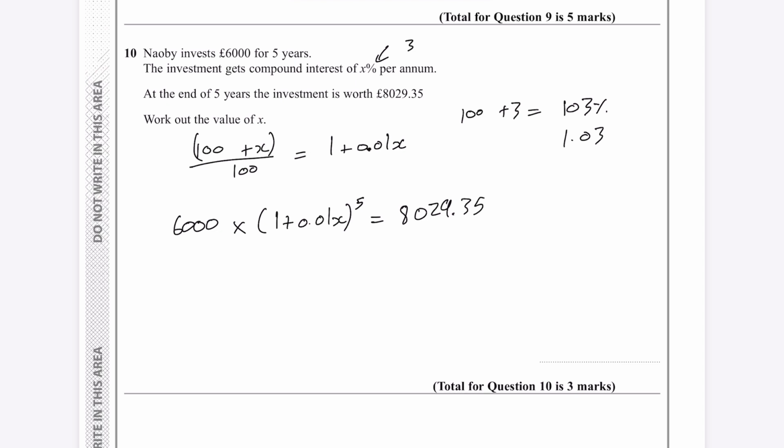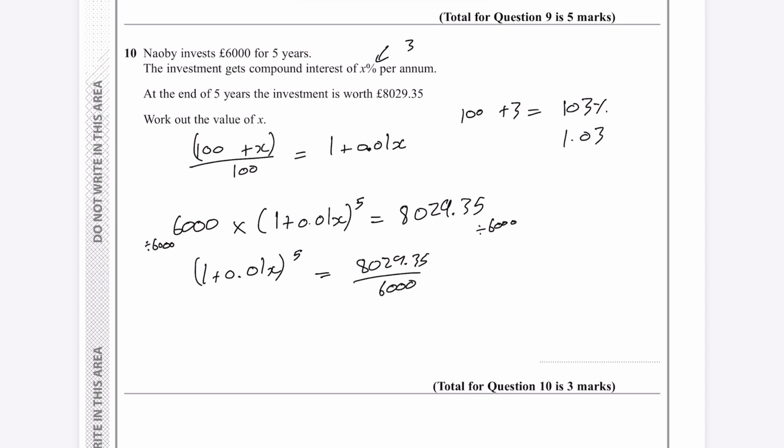8029.35. And now, with a little bit of rearranging, I'll have 1 plus 0.01x to the power of 5. Divide each side by 6,000. Divide this side by 6,000. And I'll end up with 8029.35 divided by 6,000.